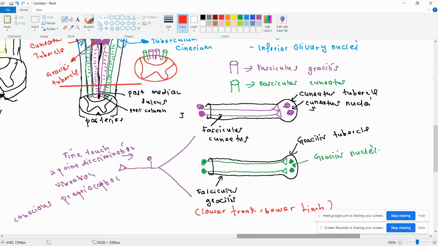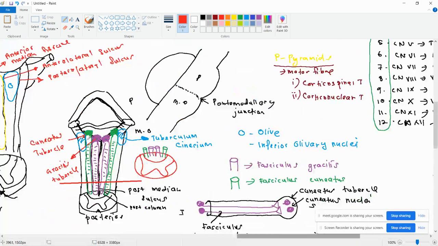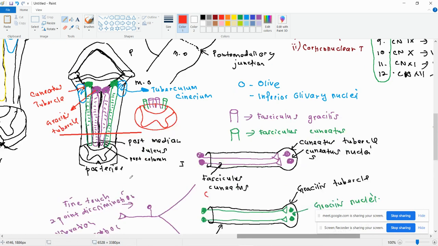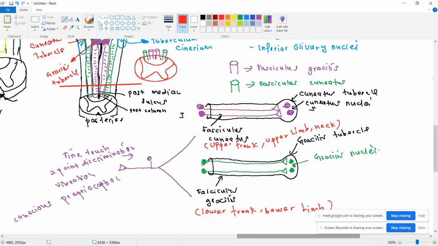Whereas the fasciculus cuneatus, where does it carry sensation from? Fasciculus cuneatus is more lateral, whereas fasciculus gracilis is more medial. Gracilis medial, cuneatus lateral. The fasciculus cuneatus carries the same sensation, but from the upper trunk, meaning most of the thorax, and also your upper limb, and don't forget your neck also. So these are the differences between fasciculus cuneatus and fasciculus gracilis.